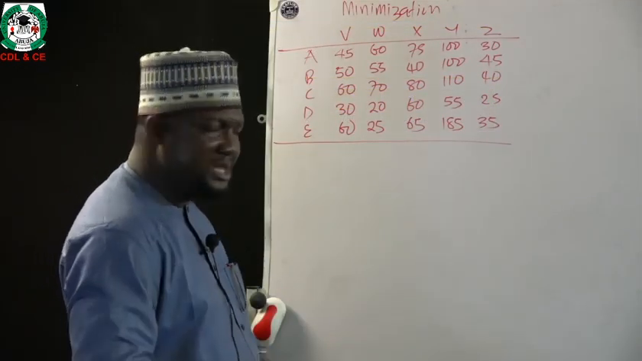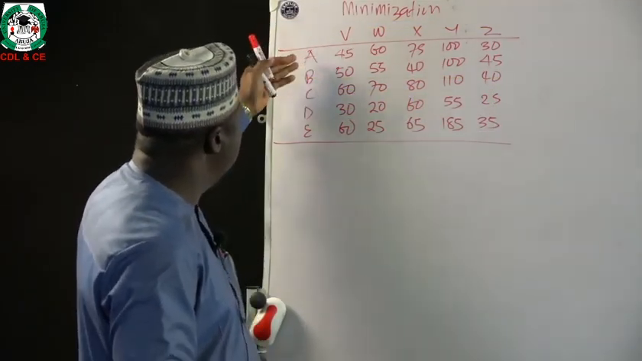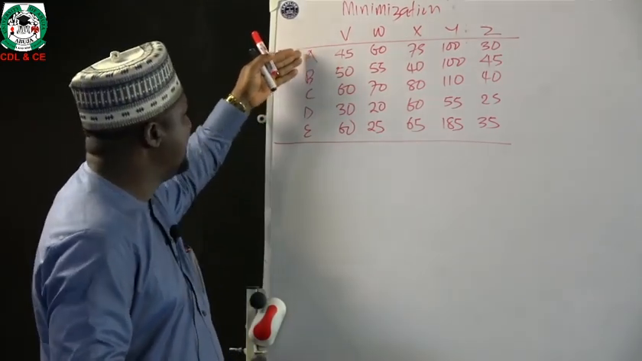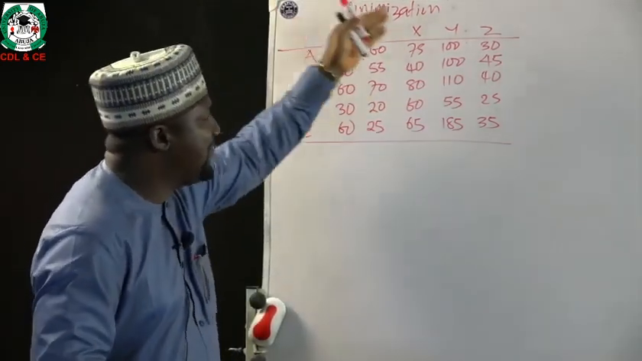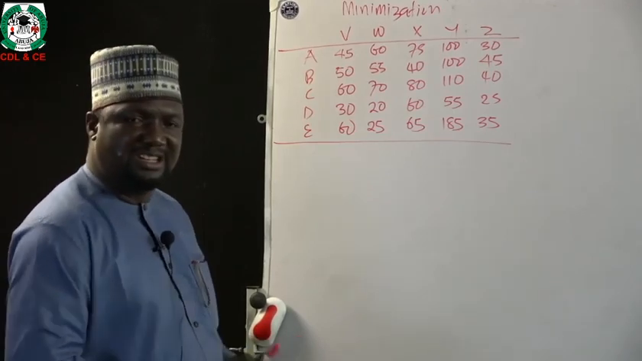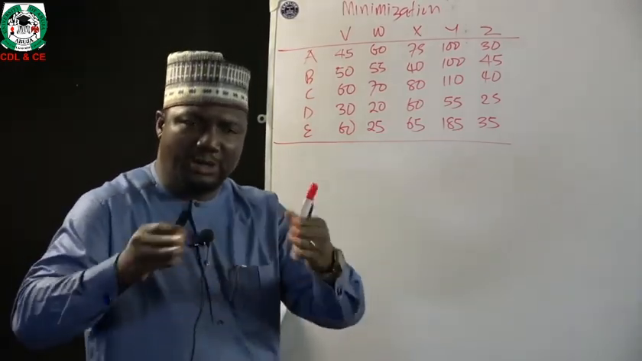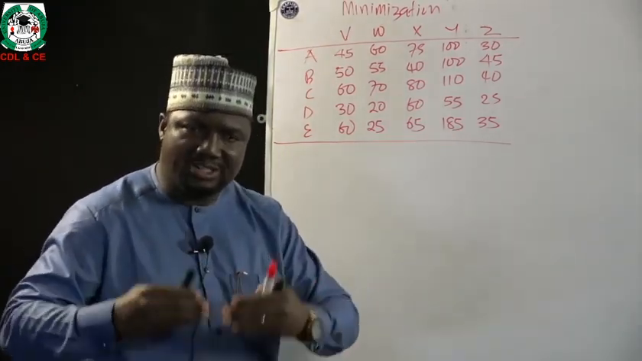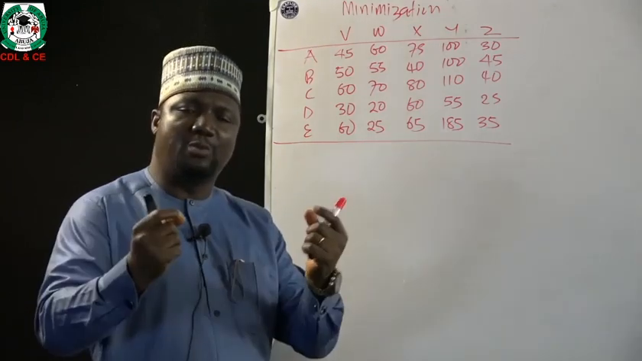Is there need for dummy? As I stated earlier, there is no need for dummy, because as you can see, it has 5 rows and 5 columns. Then what is the next thing? We proceed to what we call the row opportunity cost table. How do we derive the row opportunity cost table?